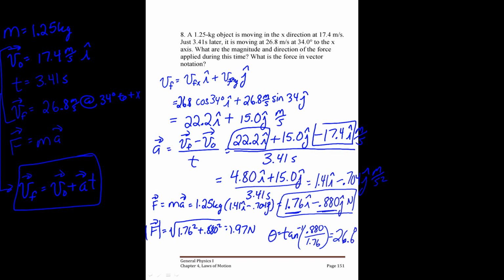As I said, that's not the answer. I also need to know what is the direction of that. I always like to plot out my vectors. Looking at these two components, I have a positive x component and a negative y component. That means that my final vector is going to be at an angle below the positive x-axis. All right, so below the positive x-axis. So that's part of the answer. This is the magnitude and direction. That's number 8.